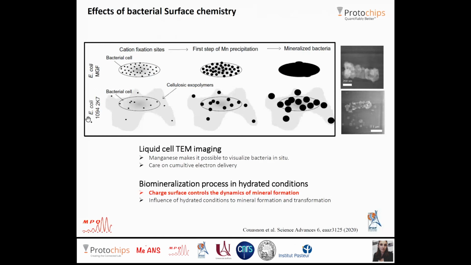In the second example, the smaller abundance of charged chemical functions on the surface of the bacterial cells and the cellulosic exopolymers led to a smaller amount of nucleation sites, and therefore led to isolated and spherical particles growing over the surface. So these results demonstrate the possibility to monitor the sequestration of dissolved metallic ions in solution in hydrated conditions and at the submicrometric scale. And with this, I will let the last words to Damien.